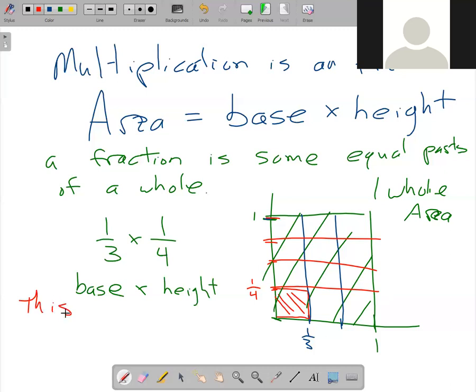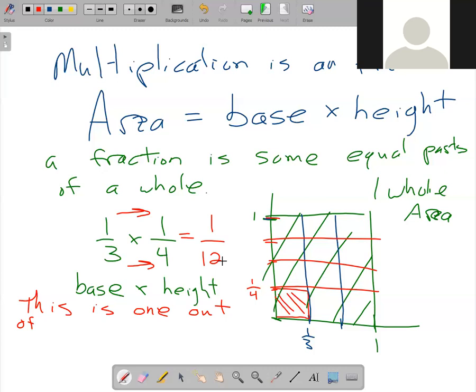Like, I know you have to draw a picture to describe it. Or could you really just multiply across to get your answer? Okay, so that is an algorithm. It's not why you multiply across them. Okay, so I agree with what you're saying. You're saying 1 times 1 is equal to 1, 3 times 4 is equal to 12. Why are you allowed to do that? Because multiplication means area. Area is base times height, and a fraction is an equal part of a whole. That's why you get to do that.